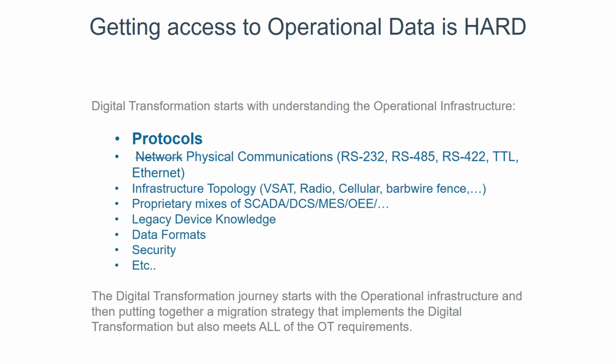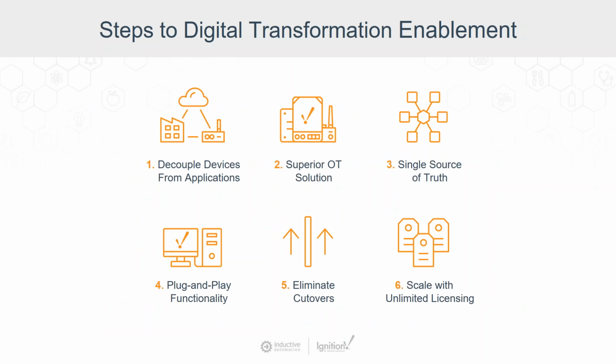It's not as simple as, oh, we're just going to get all this data and just deliver it to somebody. We have to be able to look at it from a new architecture standpoint. Our journey really starts with putting together a migration strategy that gets us from the brownfield world to the digital transformation world that still continues to meet all of the OT requirements that we have. When we look at the steps to digital transformation, these are steps that we here at Inductive Automation, along with a lot of other vendors like Moxa, are trying to educate on, on how we can actually get to this kind of digital transformation.